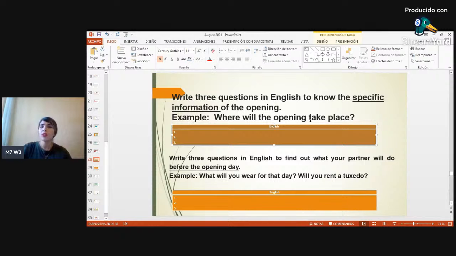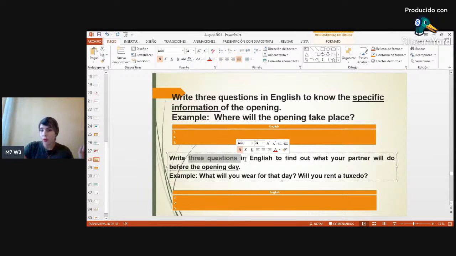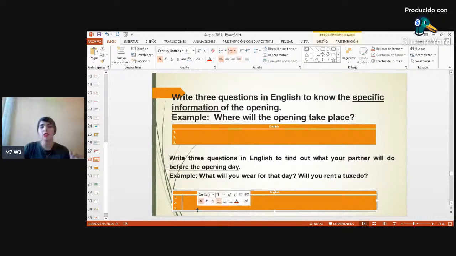Where will the opening be? How many people are going to attend it? I mean, you're going to express the questions you want to try to get more information about the day of the event. And you're going to try to write 3 questions to find out what your partner will do, like the clothing, the way of transportation or things like that. You're going to just try to write 3 questions.